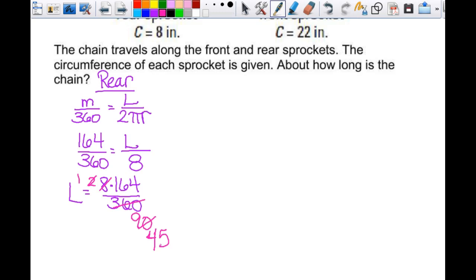Okay, so now I know 45 is divisible by 9 and 5, right? And so basically that means 3, 3, and 5 are my factors. I know 164 is clearly not divisible by 5, right? But the only other option would be maybe divisible by 3. Is it divisible by 3? No, because 6 plus 4 plus 1 is 11. So can I reduce any more? No. So I've reduced everything I can, and I get that the length is 164 over 45, and that's inches, and that is the rear sprocket.